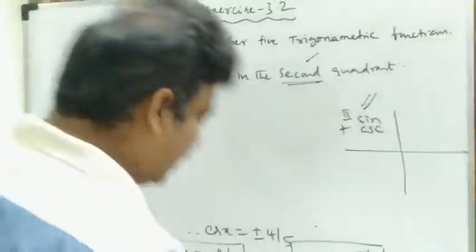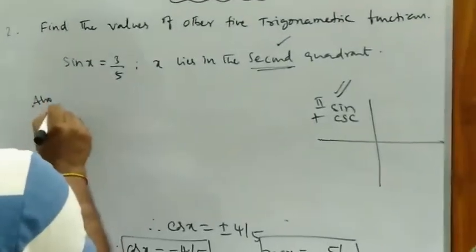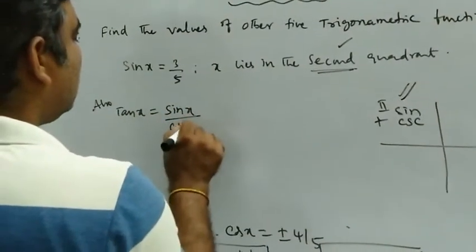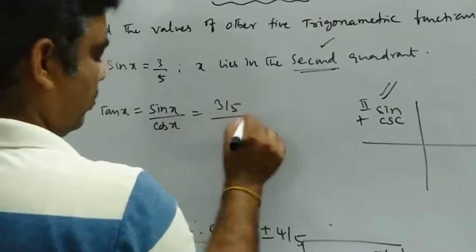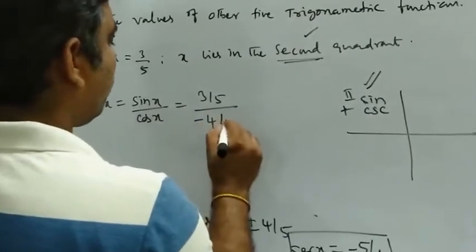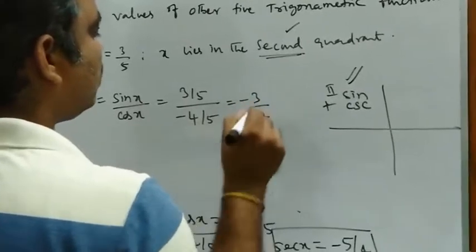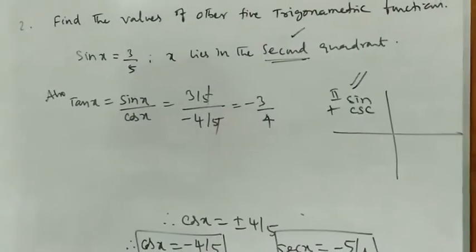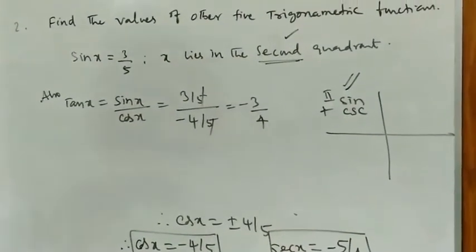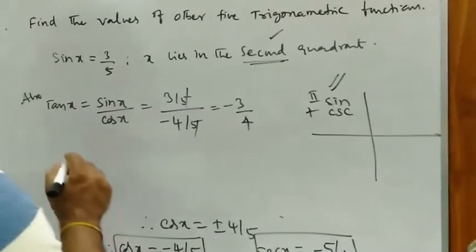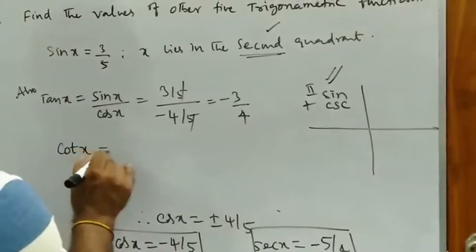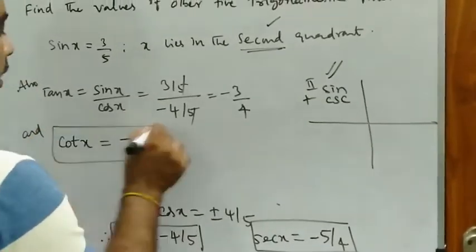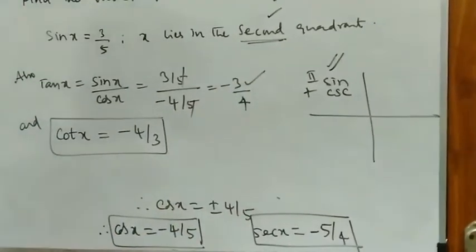So how can you write tan x? Tan x is equal to sin x by cos x. So sin x is 3 by 5 and cos x is minus 4 by 5, that is equal to minus 3 by 4. And cot x is equal to the reciprocal of this one, that is minus 4 by 3. So we reached all the values. So there ends the second problem.